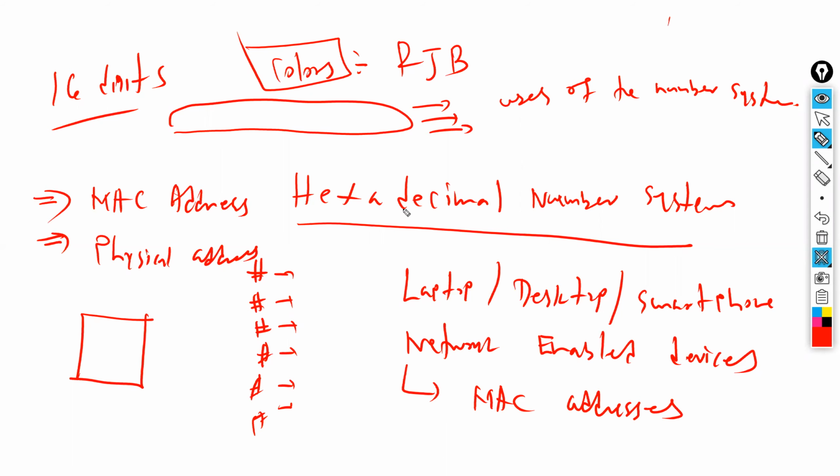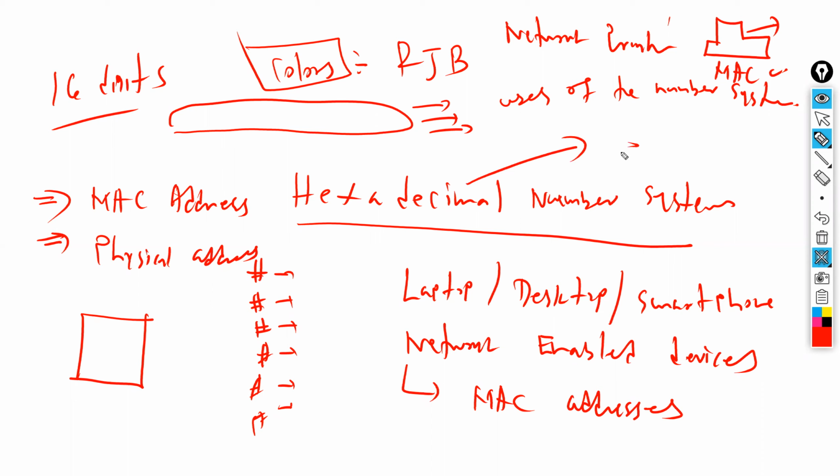So this media access control address is represented by these 16 digits, right? This is the main usage of this number system in a computer. Whatever networking-enabled devices, even network printers, the printer coming with the network port. That network port has this MAC address, media access control, and that address is represented by this number system, right?